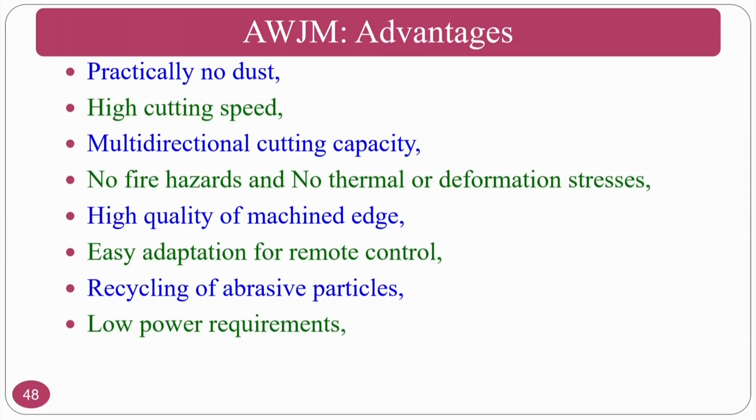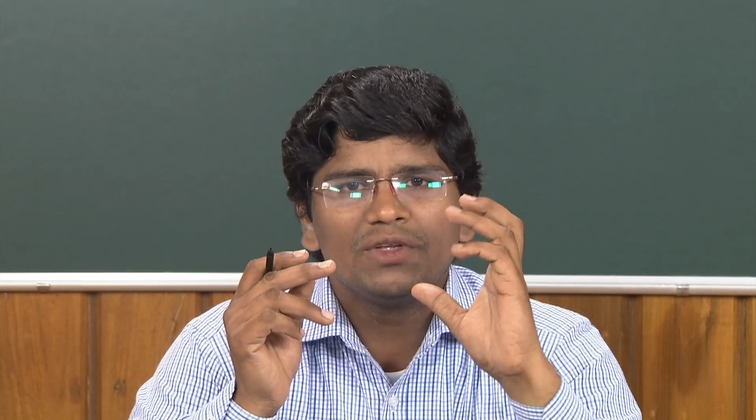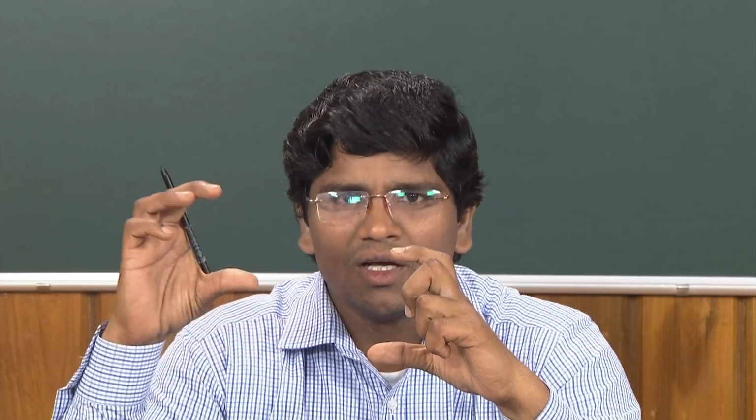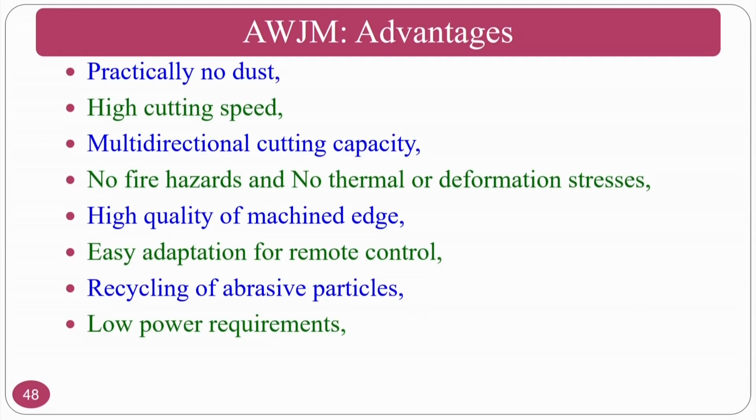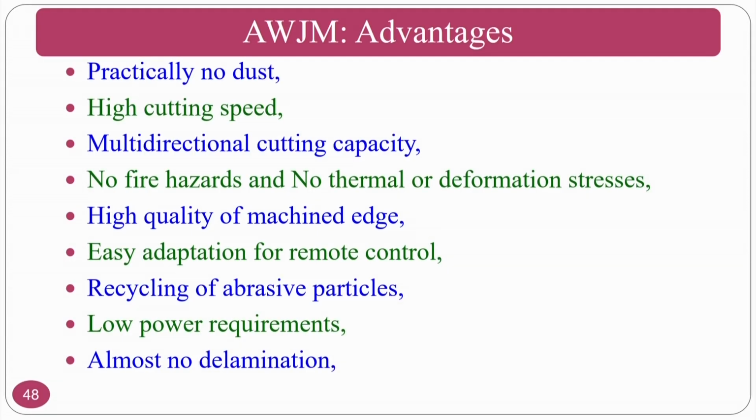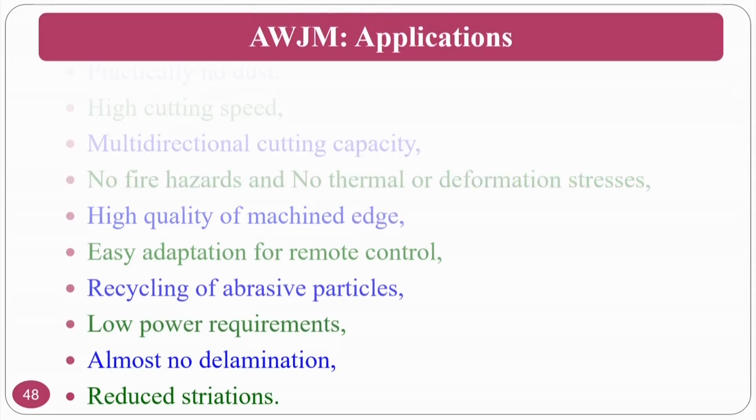Low power requirements: the power requirement is very low because your penetration depth is high compared to abrasive jet machining. If I can achieve 20 mm with abrasive jet machining at power P1, the same 20 mm depth can be achieved with less than P1 in abrasive water jet machining. That means the power requirement will always be less in abrasive water jet machining compared to abrasive jet machining and water jet machining, and there is almost no delamination and it reduces the strains also.